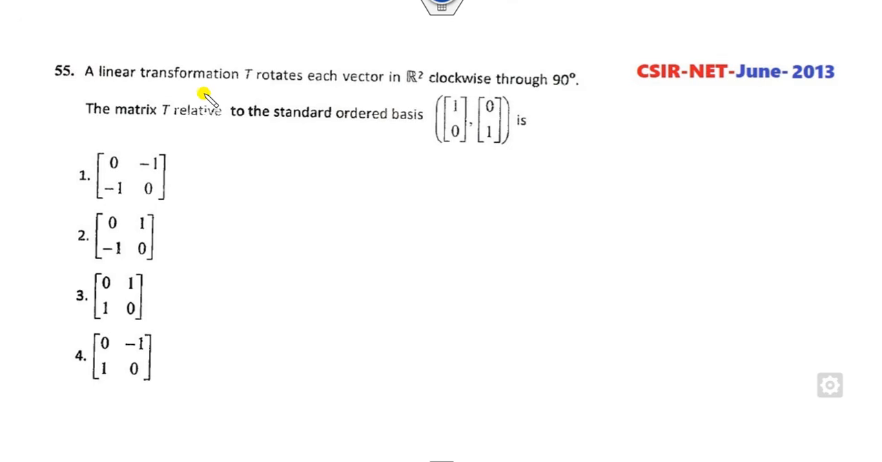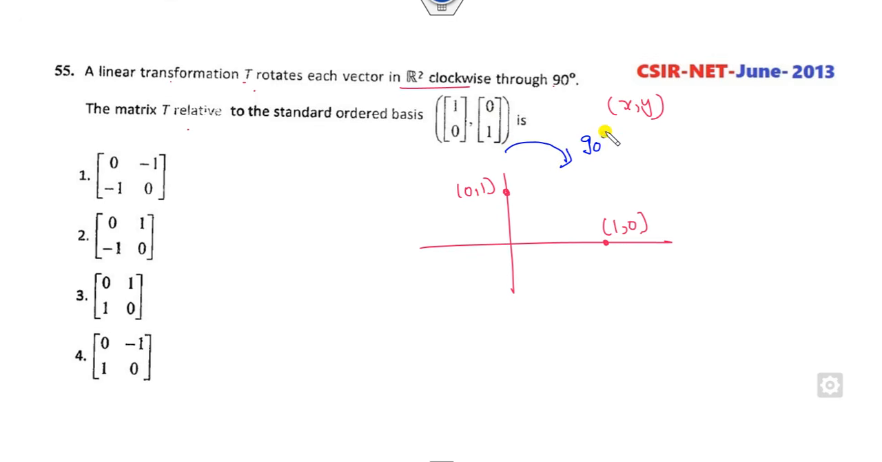Okay, look at the linear transformation. A linear transformation T rotates clockwise through 90 degrees. That's very simple. What is the 1 comma 0? You can think about the XY pair. This is my 1 comma 0 pair. 0 comma 1 is my here. Now you have to rotate clockwise. This is my clockwise 90 degree.